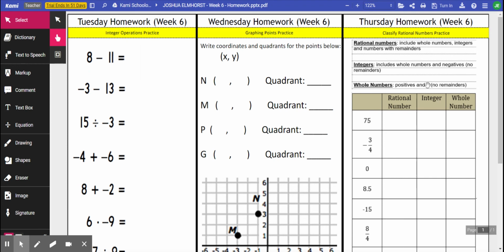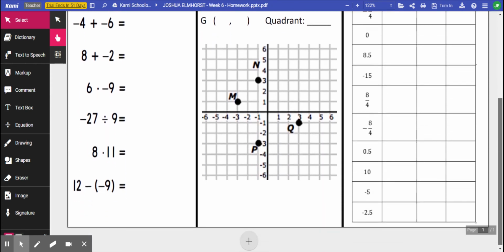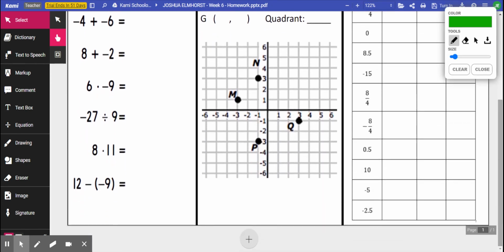I'm going to move down here for the last group for classification. So negative 8/4 simplifies to 2, but because there's a negative sign out front, it's going to be a negative 2. Now, whole numbers are going to be positive whole numbers, not negatives. Negative 2 is a whole number, but it's a negative whole number, which makes it an integer. But then it also falls into the rational number category.